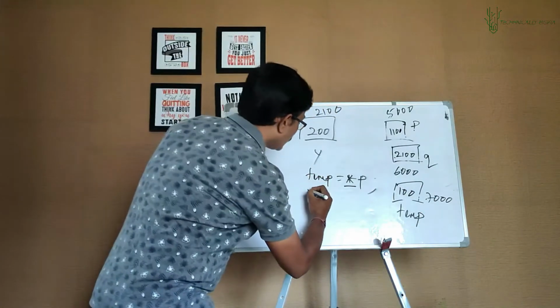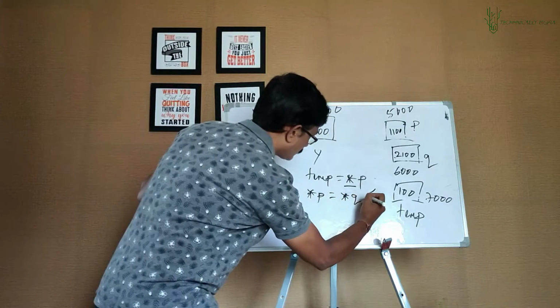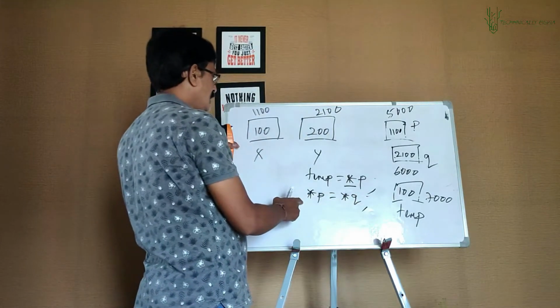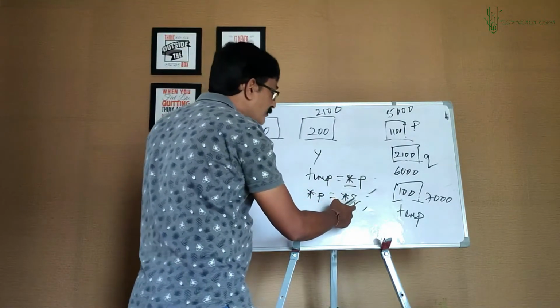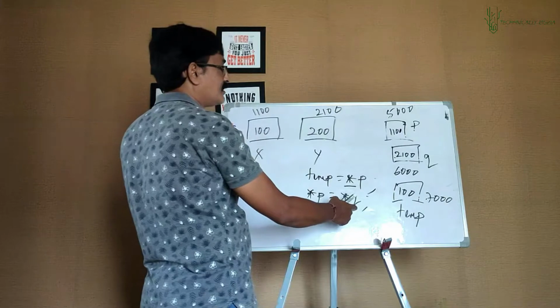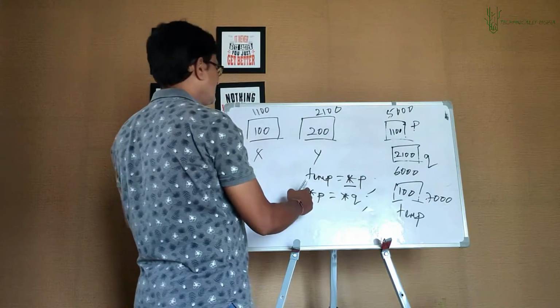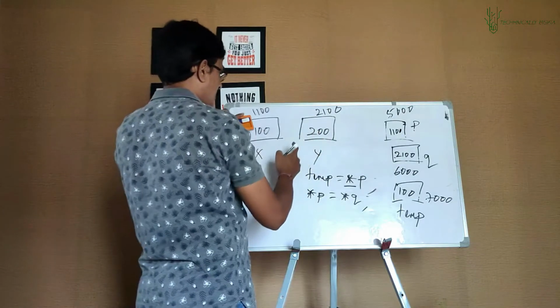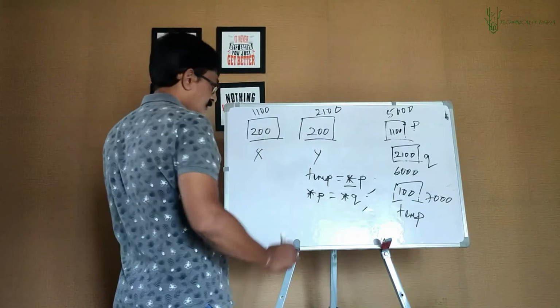Got it? Then it is asterisk p equal to asterisk q. What does that mean? Value at 1100 will be replaced with the value at where q is pointing. Q is pointing at 2100. So value at 1100 will be replaced with the value at 2100. That means this 100 will be replaced with 200.